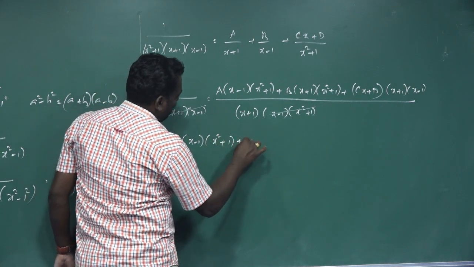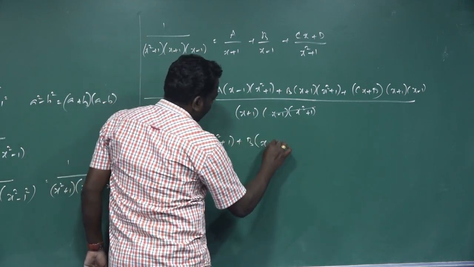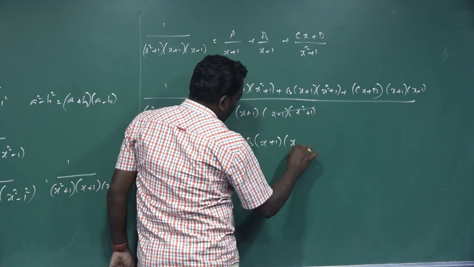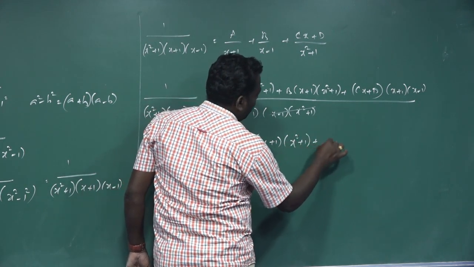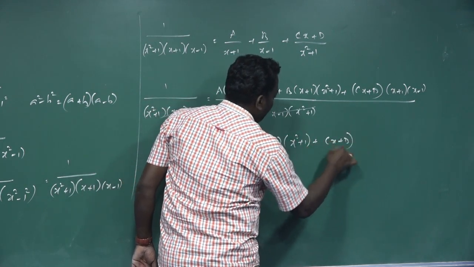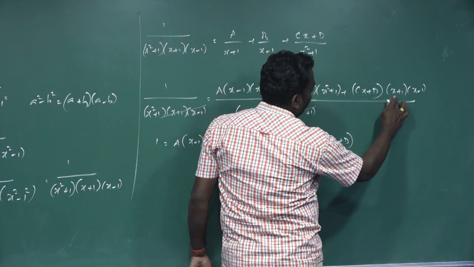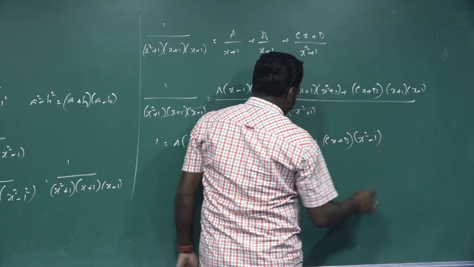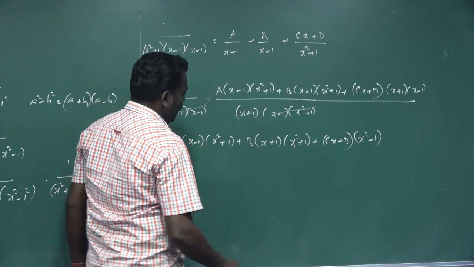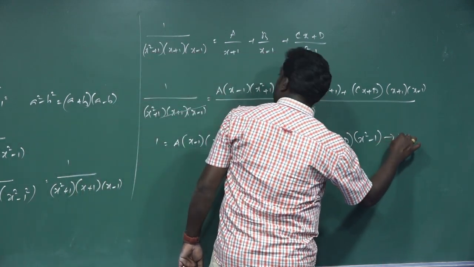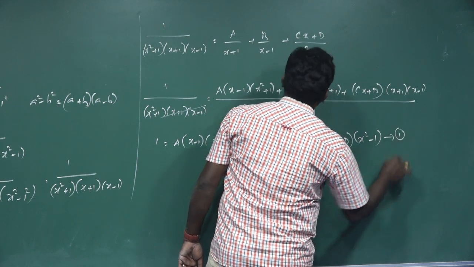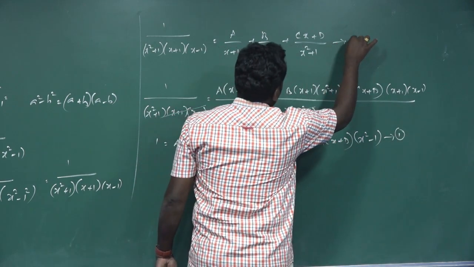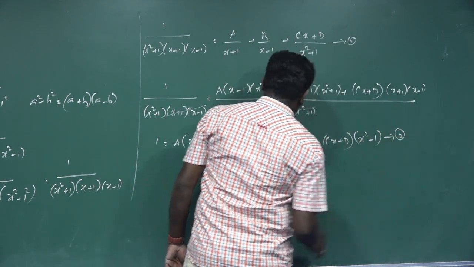plus b(x + 1)(x² + 1) plus (cx + d) into, applying the (a + b)(a − b) = a² − b² form, (x² − 1). Now we call this equation equal to 1, and this equation is defined as 2.